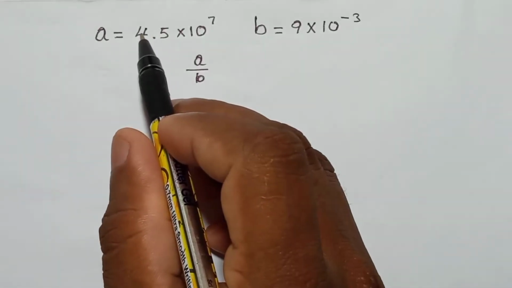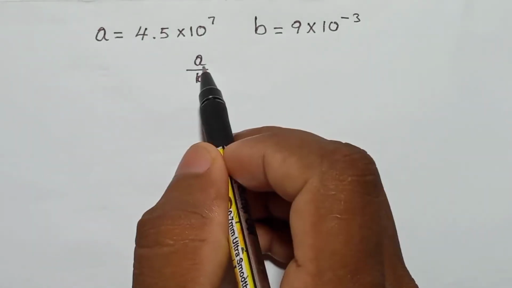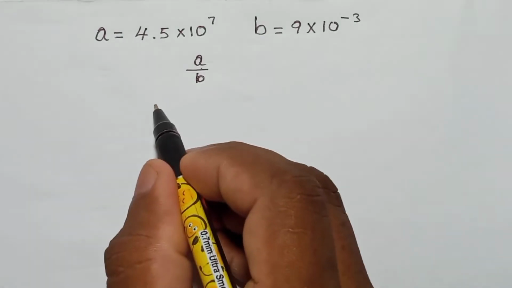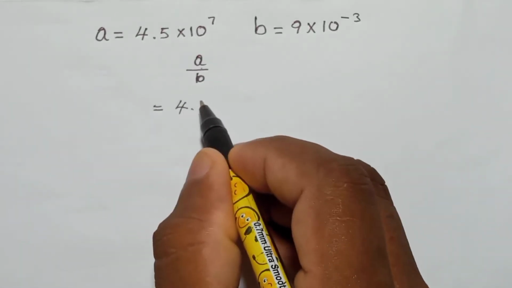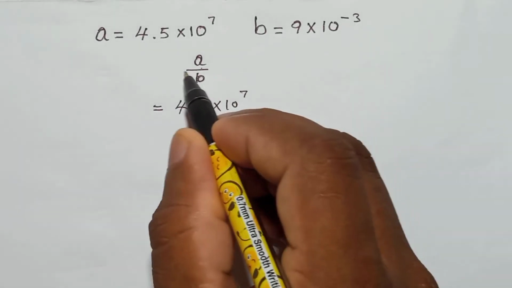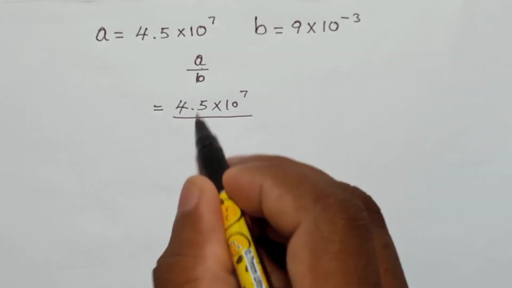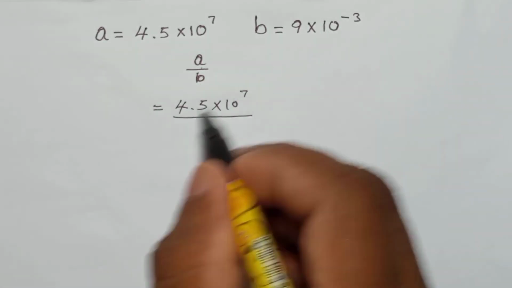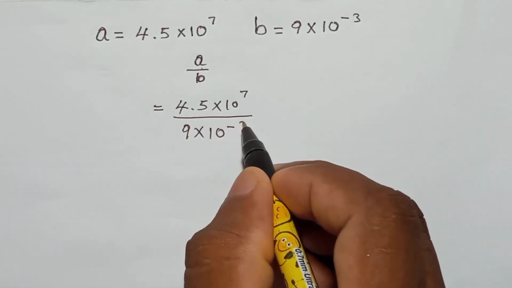So a I will replace with this, because we need to find the value of this. A equals this. So very simple idea. For the a I will write 4.5 and here 10 to the power 7. Then over, okay, now b equals this, right? For the b I will replace this with 9 into 10 to the power negative 3.